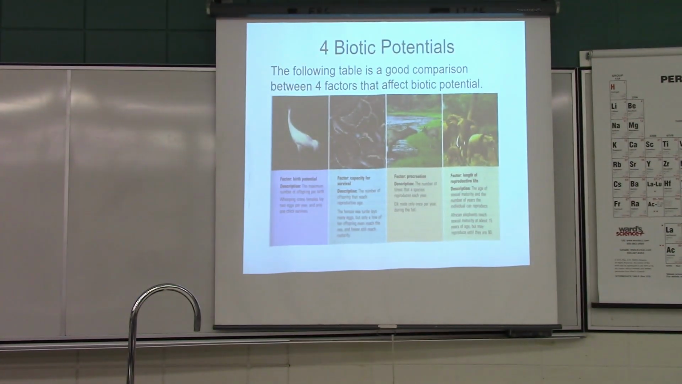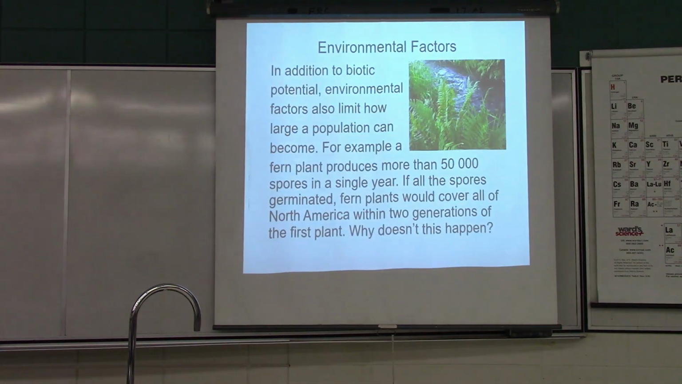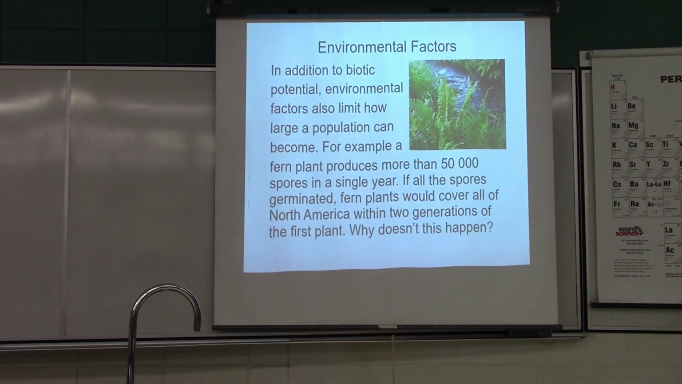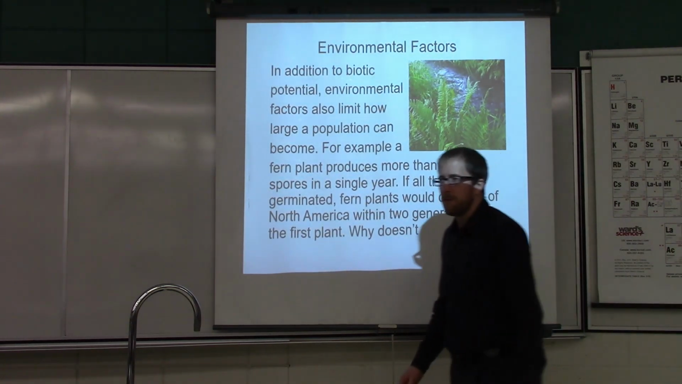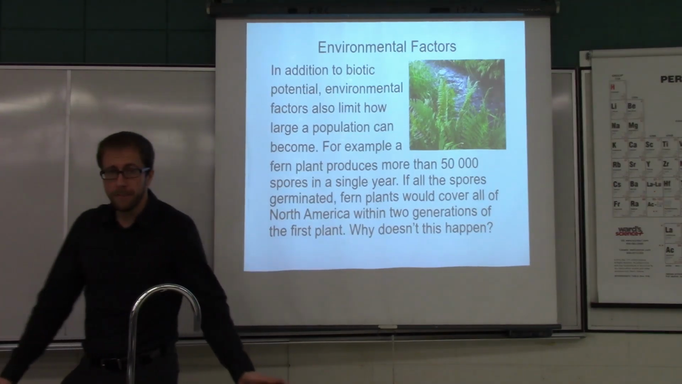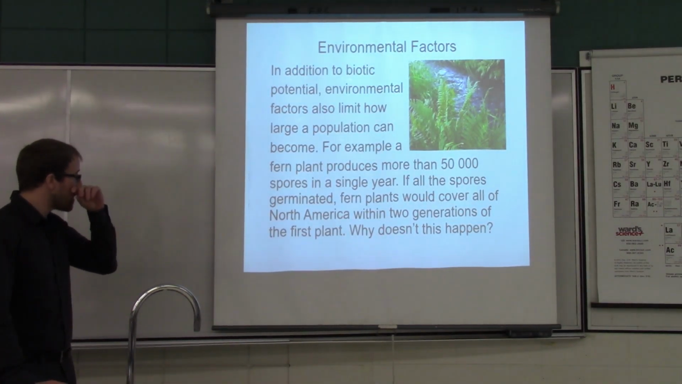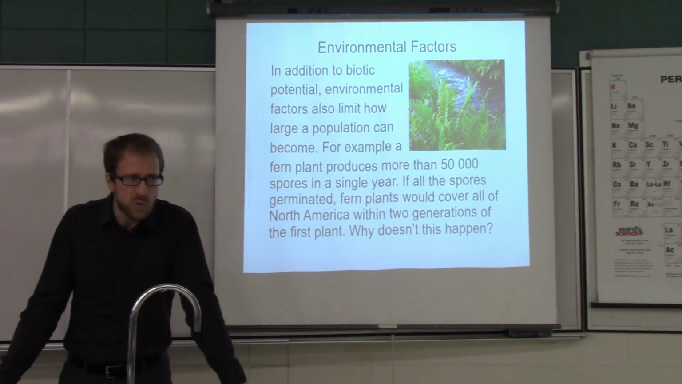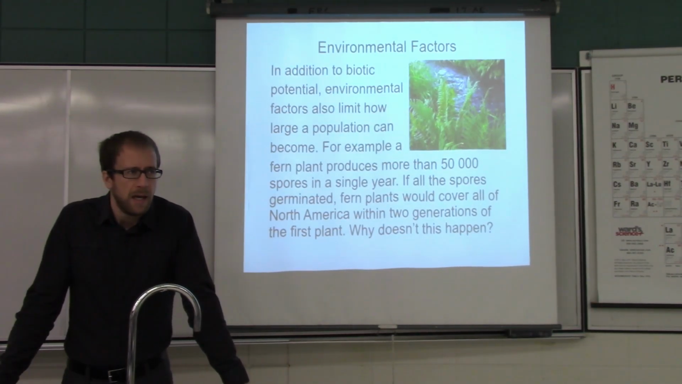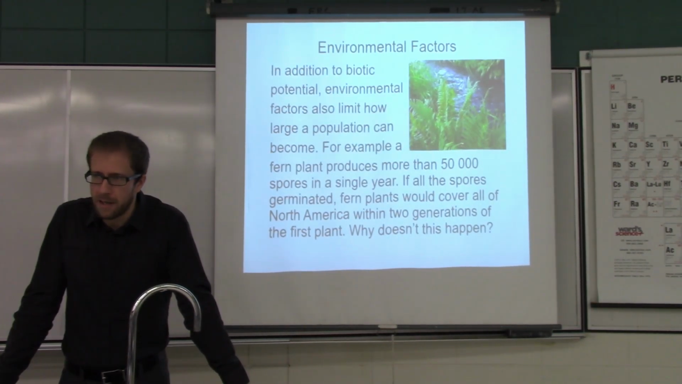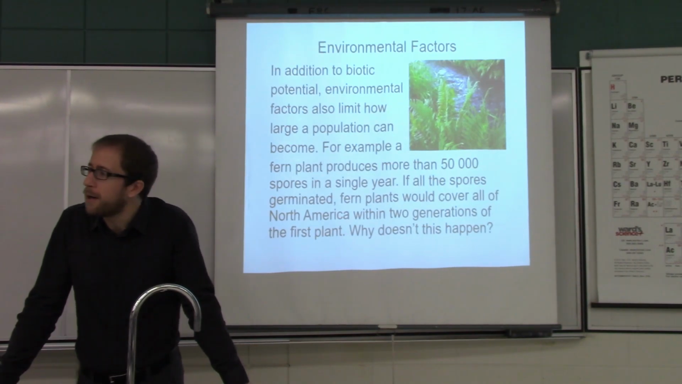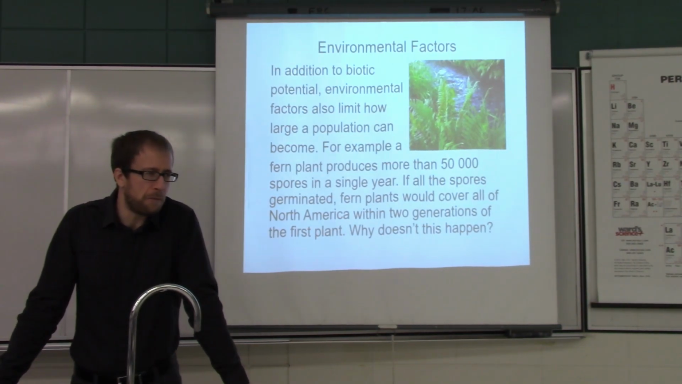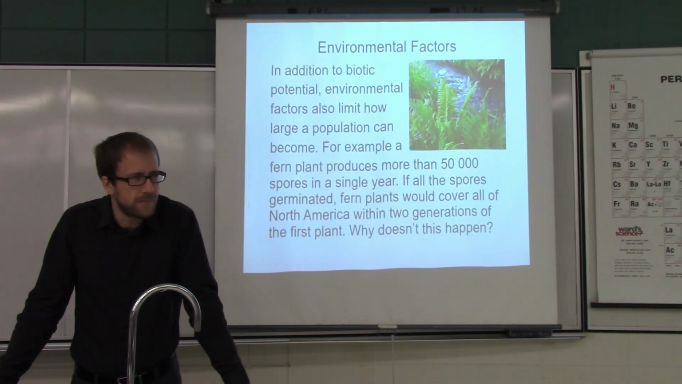Okay, so those are the things that are going to affect biotic potential, but there's also environmental factors. For example, a fern produces 50,000-ish spores in a year, and if all of these spores germinated, we'd be covering all of North America in a couple generations of fern. But all of North America isn't covered in ferns. Why not?